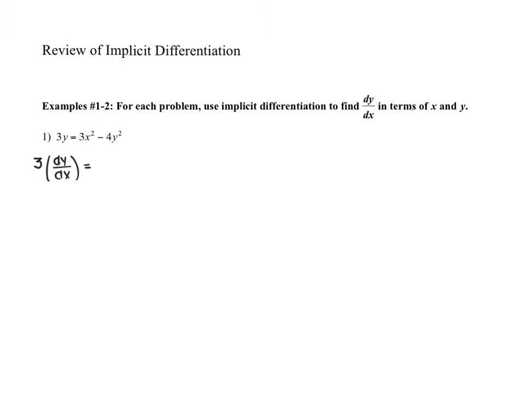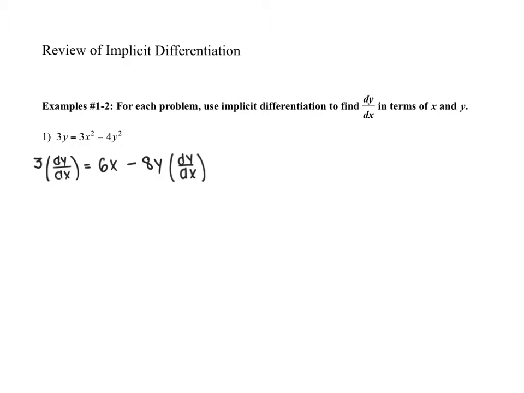And then we're taking the derivative of 3x squared. Take the 3, multiply it by 2. That gives me 6. So 6x minus. Now the derivative of negative 4y squared, we multiply the 4 and the 2 and drop the power down by 1. So negative 8y. But since we took a derivative of y, we need to put a dy/dx next to it.